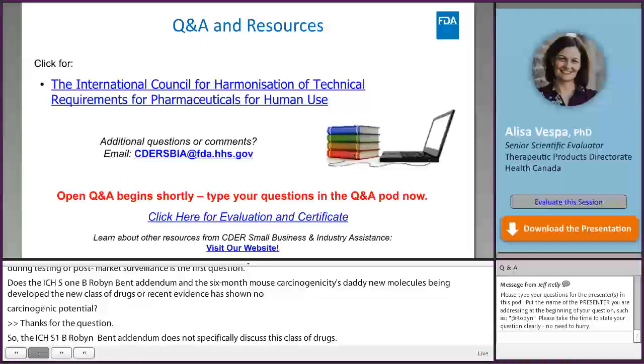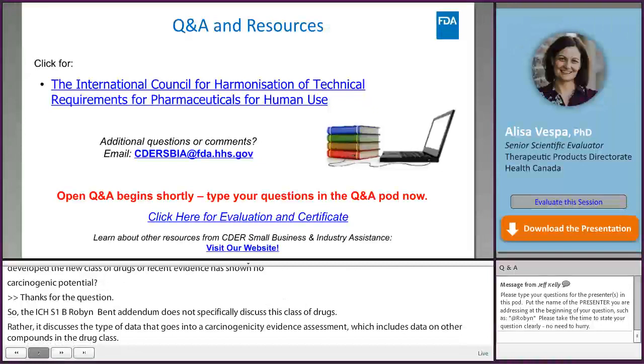Regarding the second part of the question, the ICH S1B R1 addendum is only in step 3 of the ICH process, which means it is in draft form and is not finalized. For this reason, it can't be considered that the addendum is in effect, and I would encourage you to approach specific regulatory agencies for compound-specific advice. Thank you.